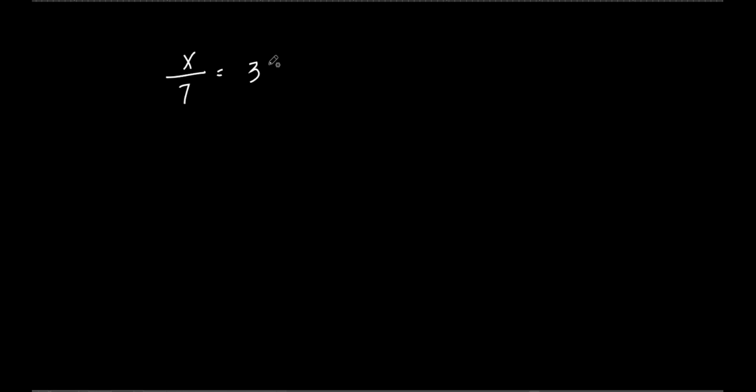Anybody do that in your head? 21, that's right, because what are we doing? We're saying what number divided by 7 is equal to 3? So I'm thinking my multiplication tables. All right, something divided by 7 is 3. Oh, yeah, 21 divided by 7 is 3.